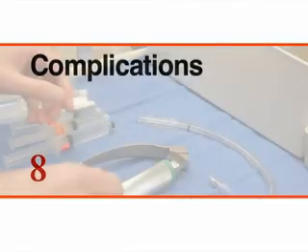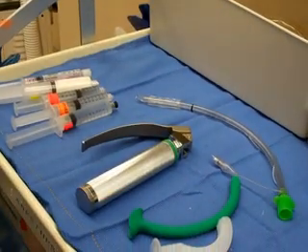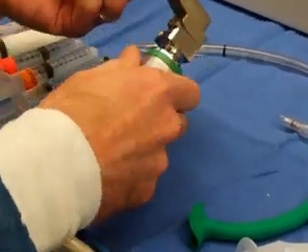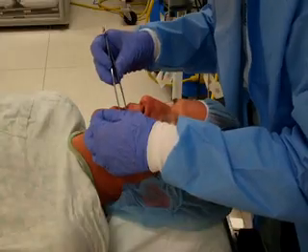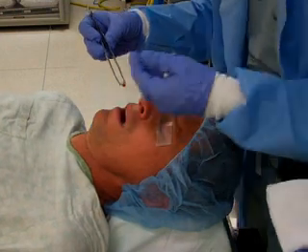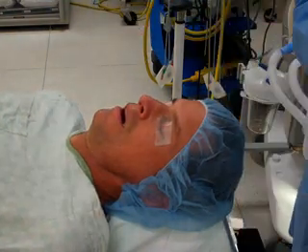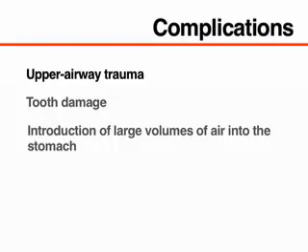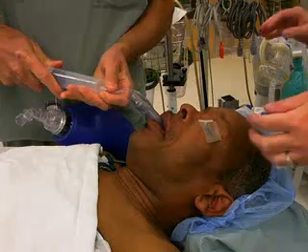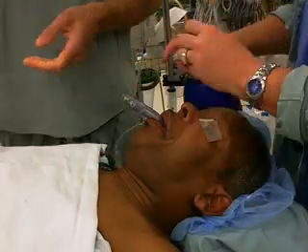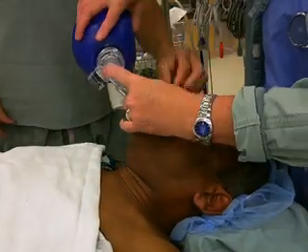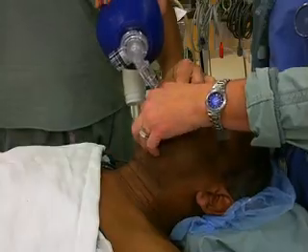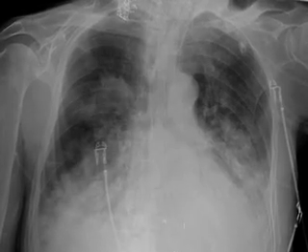Complications associated with laryngeal mask airway use are similar to those with other tools used for airway management. However, there may be fewer complications than with bag and mask ventilation and endotracheal intubation. These complications include the potential for upper airway trauma, tooth dislodgement or damage, and the introduction of a large volume of air into the stomach. Despite its numerous advantages for rescue ventilation, the laryngeal mask airway does not provide a secure airway and will not protect against aspiration when the volume of gastric contents is large.